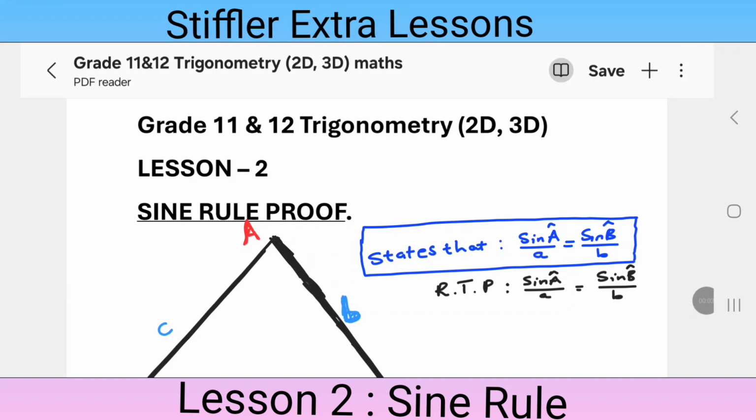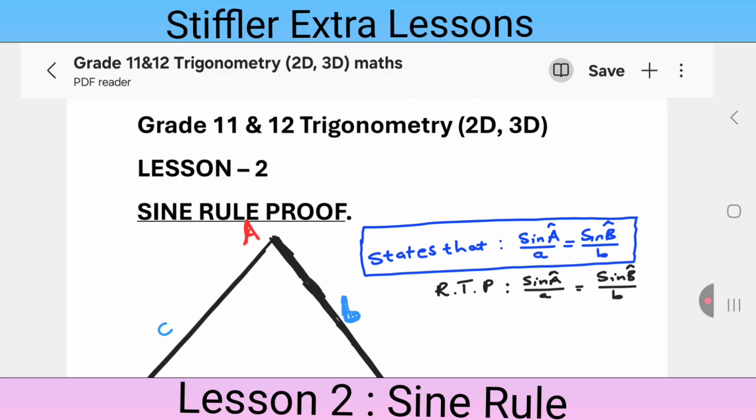Welcome back to another session on trigonometry 2D, 3D. In this session, we are going to focus on the sine rule. We are going to prove the sine rule as well as show you how to use the sine rule. So how does the sine rule work?